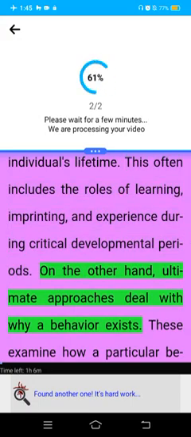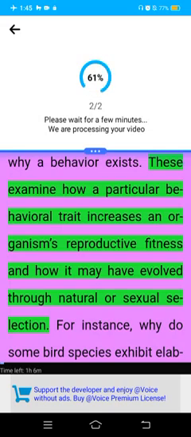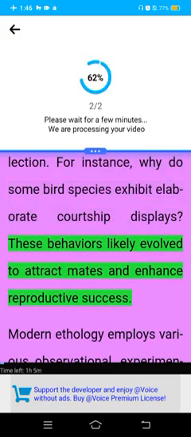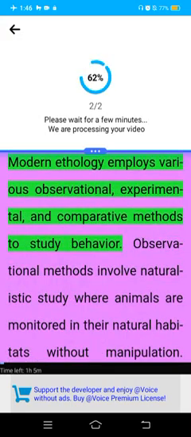On the other hand, ultimate approaches deal with why behavior exists. These examine how a particular behavioral trait increases an organism's reproductive fitness and how it may have evolved through natural or sexual selection. For instance, why do some bird species exhibit elaborate courtship displays? These behaviors likely evolved to attract mates and enhance reproductive success. Ethology employs various observational, experimental, and comparative methods to study behavior.